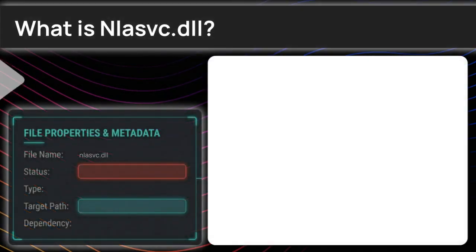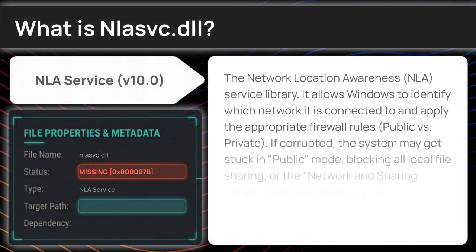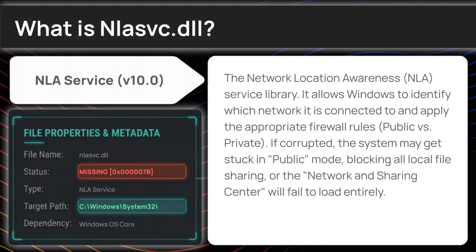This is the Network Location Awareness Service, the Network Location Awareness NLA Service Library. It allows Windows to identify which network it is connected to and apply the appropriate firewall rules, public versus private. If corrupted, the system may get stuck in public mode, blocking all local file sharing, or the Network and Sharing Center will fail to load entirely.